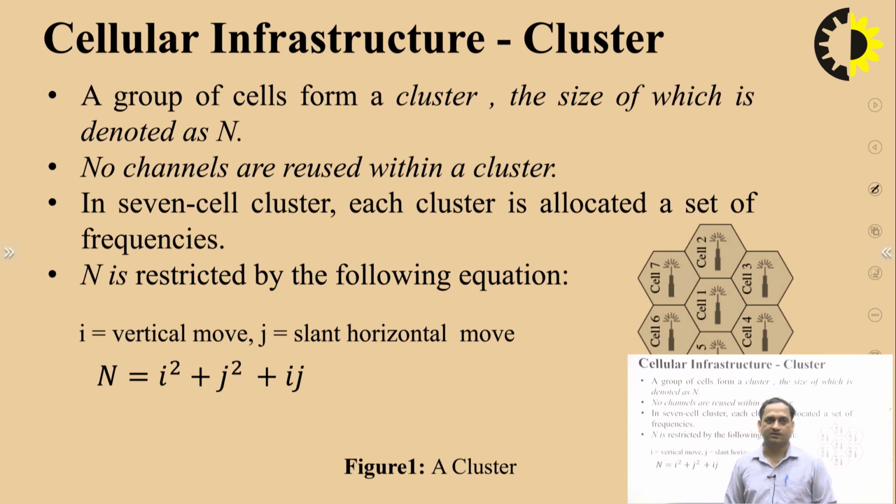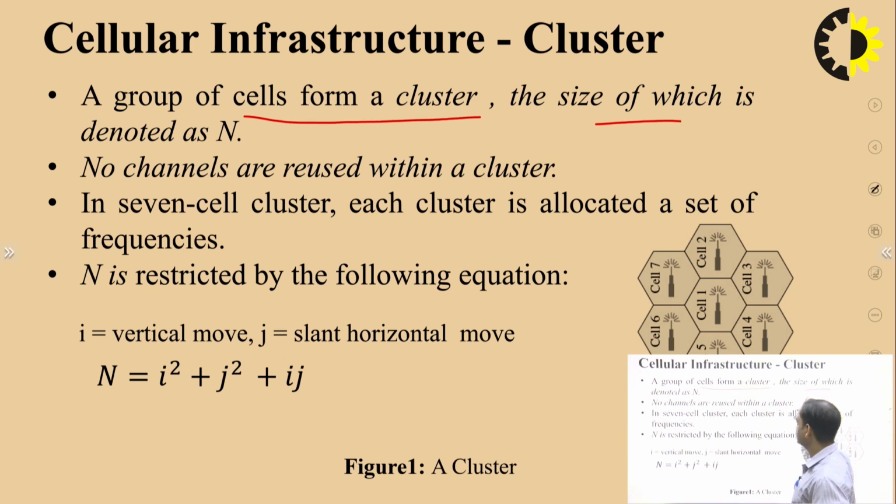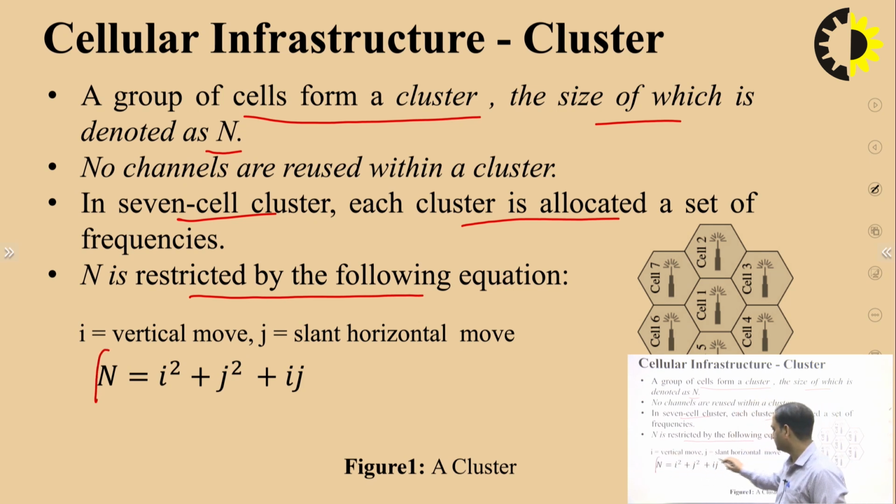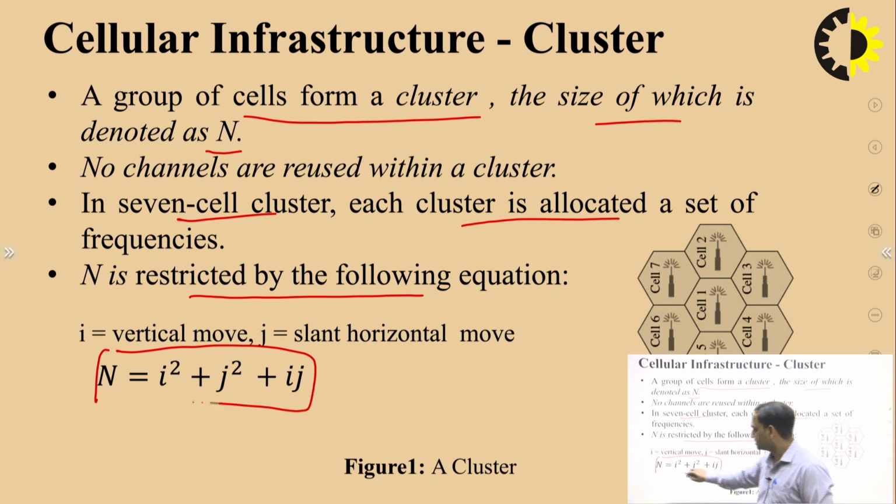The third terminology is the cluster. A cluster is a group of cells, and its size is denoted as N. No channels are reused within a cluster; in a 7 cell cluster, each cluster is allocated a set of frequencies. So what is the meaning of this? A cluster is a group of cells in which different frequencies are used. No same frequency will be used in the same cluster.